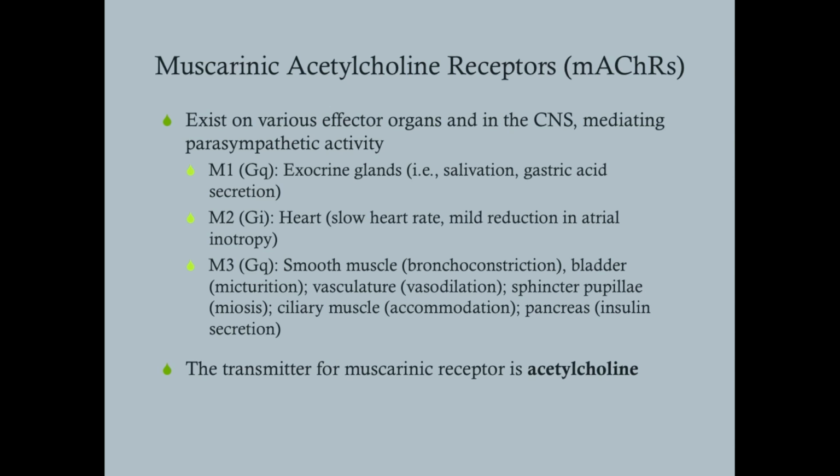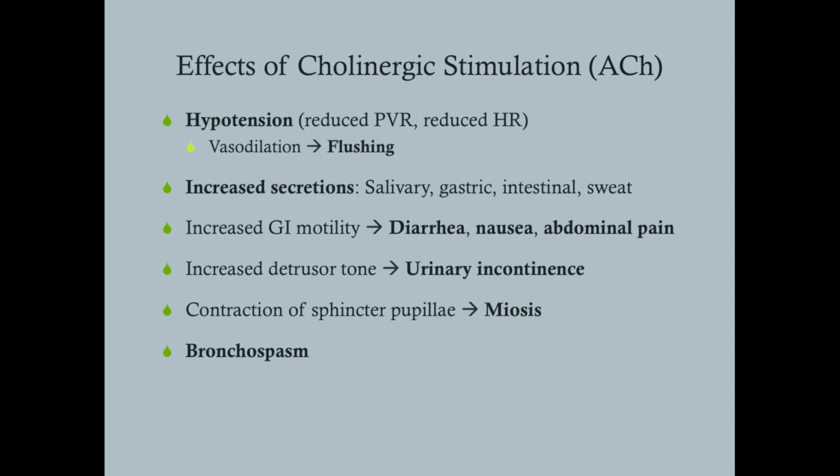It's on the sphincter pupillae muscle, which when stimulated causes miosis, causes the pupil to contract. And then it's on the ciliary muscle. Remember, the ciliary muscle helps you with accommodation. It changes the shape of the lens. And it's on the pancreas, which helps with insulin secretion. As mentioned, the transmitter for the muscarinic receptor is acetylcholine.